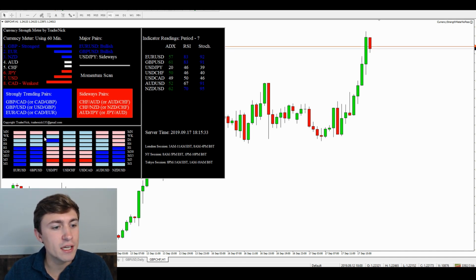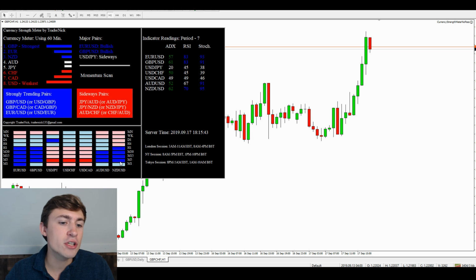You can see down here, we're also getting a reading on all the different time frames. For example, if I was to look at the New Zealand dollar here, you can see that on the 1-minute time frame, light blue indicates that it's slightly bullish. Blue means it's bullish, so we can see bullish on the lower time frames and slightly weak on the higher time frames, right? So that's just giving us a reading of the market.